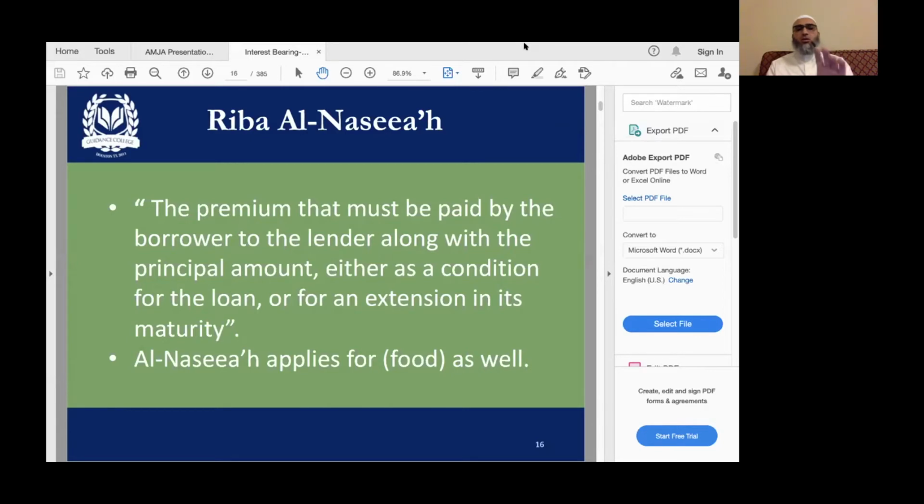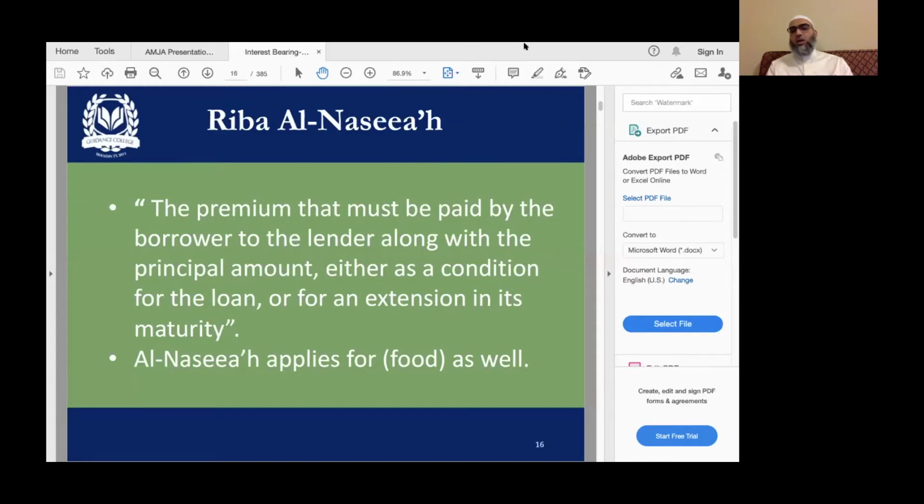Do not worry about those big terms in Arabic. Just try to capture the concept of riba al-nasiya. It is, as you see here, the premium that must be paid by the borrower to the lender. So you can understand that there is a lending activity here. Someone is advancing money and someone is taking money as a loan. It's not a partnership, it's not a gift, it's not a grant, it's not a scholarship, it's not a financial aid, none of the above.